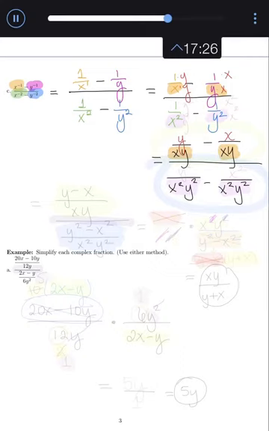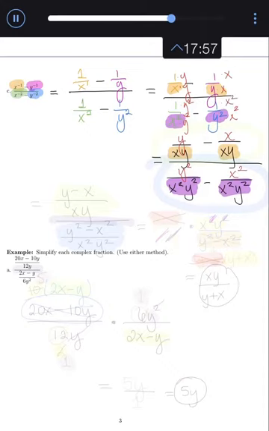Let's look at the bottom now. On the bottom, we have an x squared on the first fraction, but we'd want the common denominator of x squared y squared. So to get that, we'd multiply by a y squared on the top and the bottom. On the second fraction, we have the y squared, but again, we want an x squared y squared, so we'd multiply by an x squared on the top and the bottom.